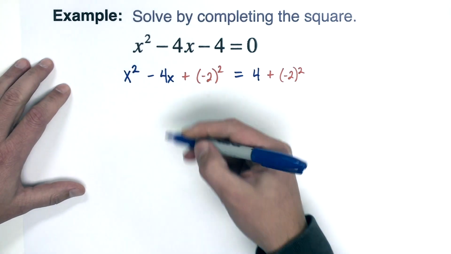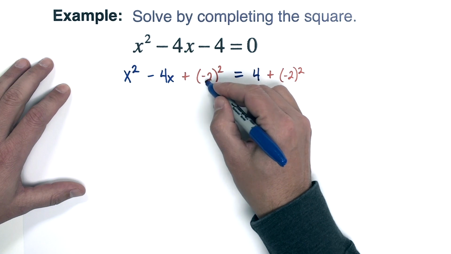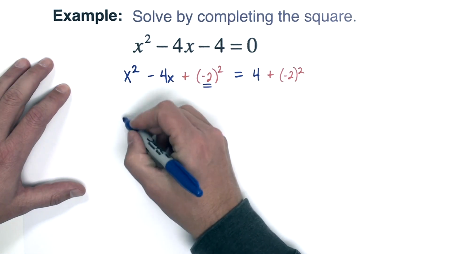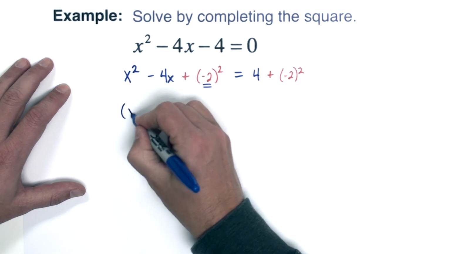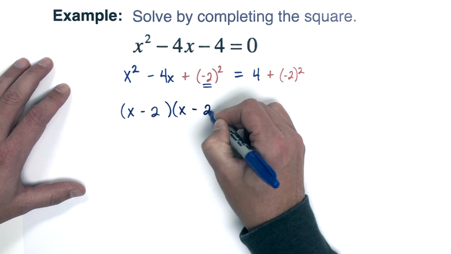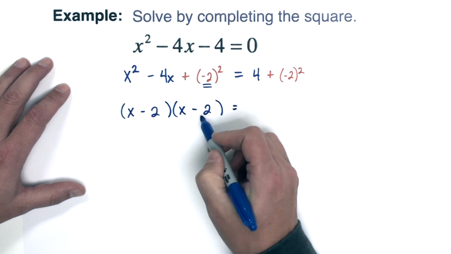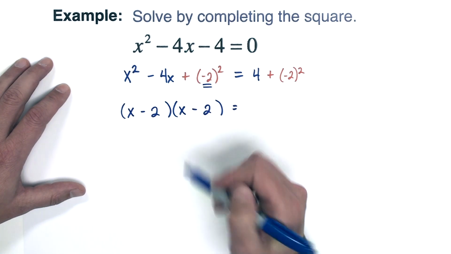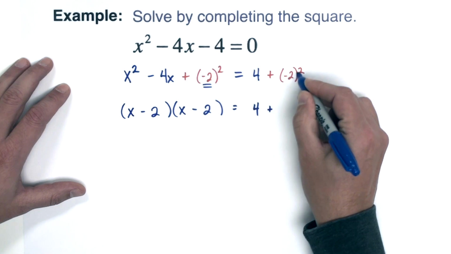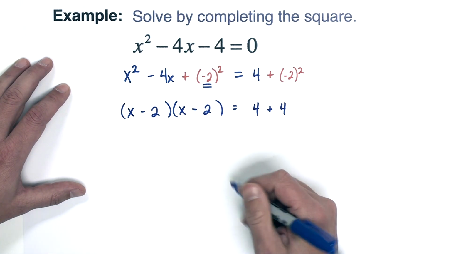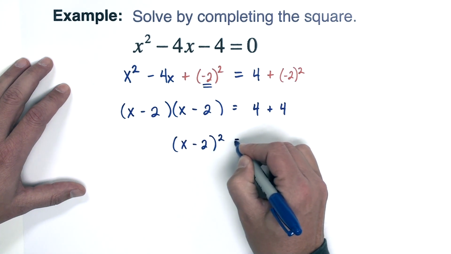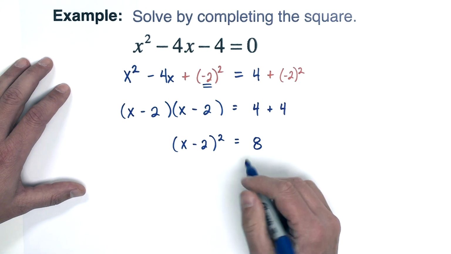Okay, this now factors. I'm not going to simplify this time. I like seeing negative 2 because it tells me what to put in my factors. So I'm now going to factor this as x minus 2, x minus 2. It's minus 2's because I'm putting the negative 2 into each of those spots. Over here I've got 4 plus negative 2 squared is 4. So this gives me x minus 2 quantity squared equals 8.